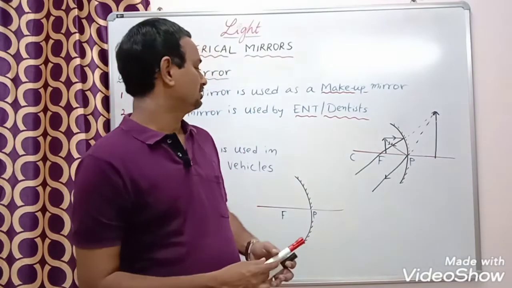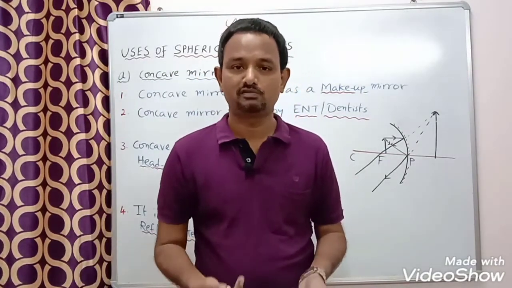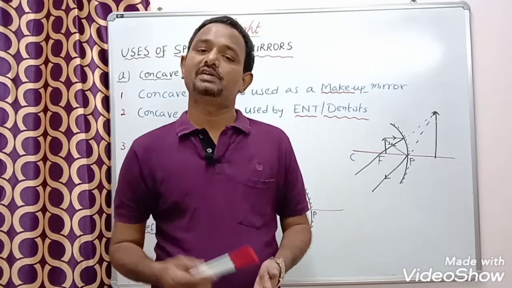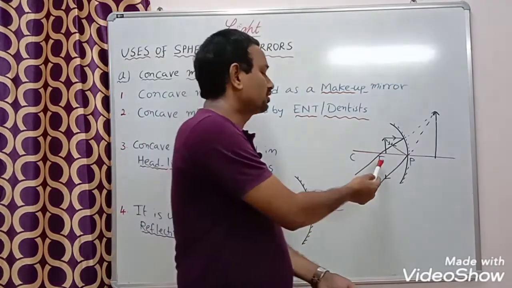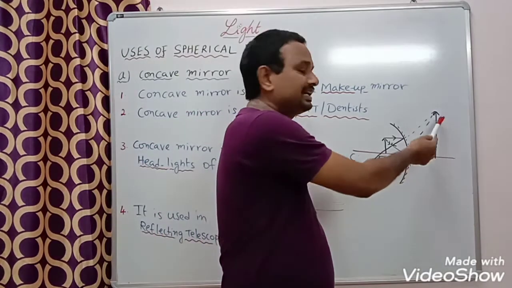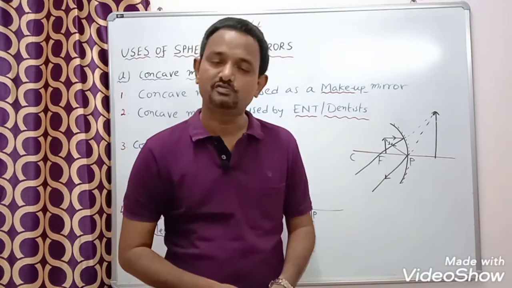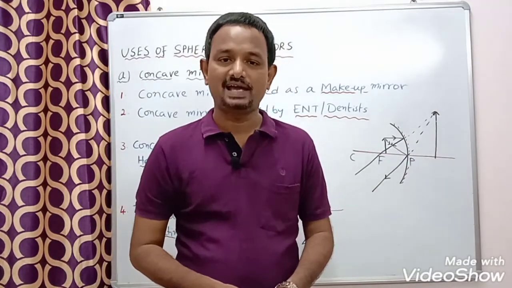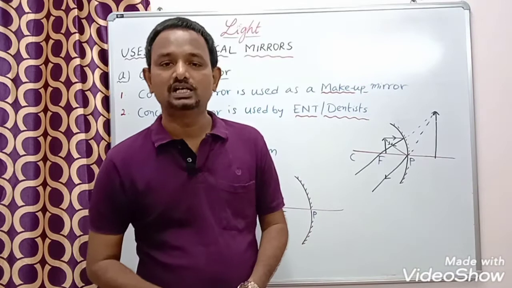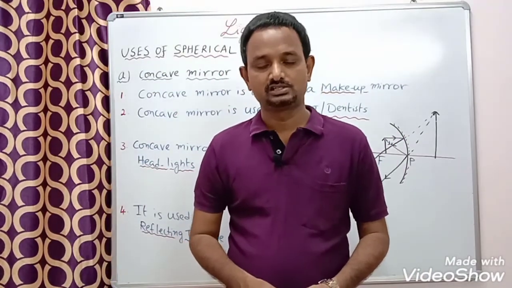Okay, so at the same time, we are using makeup mirror. Why we are using makeup mirror means, when our face is placed between focus and pole of concave mirror, it will give virtual, erect, enlarged image. For that purpose, we are using concave mirror as a makeup mirror. And the third one, concave mirror is used in headlights of vehicles.